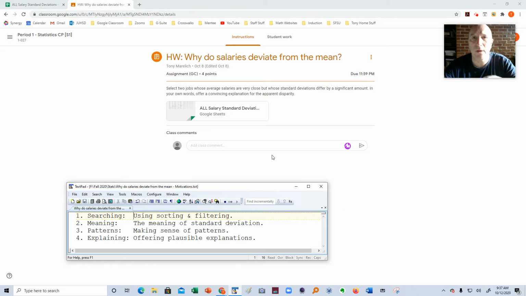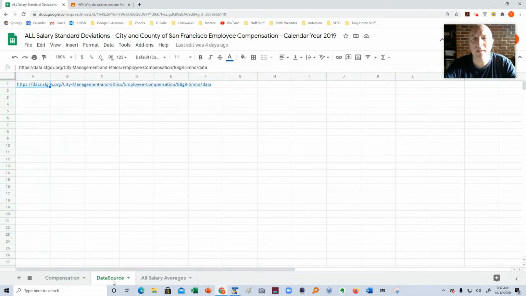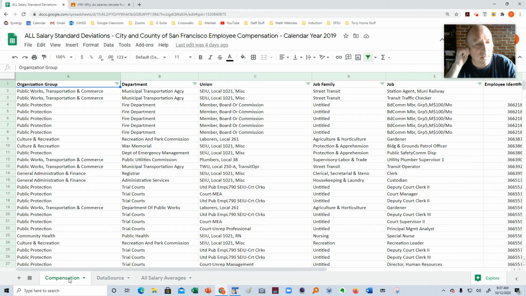So let's take a quick look at the spreadsheet, and I'll go into this in a little bit more detail. Here's the spreadsheet that's attached to the homework assignment, and there are some tabs at the bottom. The data source one, don't worry about that one. That just tells you where I got the data from, just so you would know it's legit data. This is not made up data. This is 2019 actual salaries of all the city employees in the city of San Francisco, and there's a lot of them. All that salary data is on the first page, the compensation page.